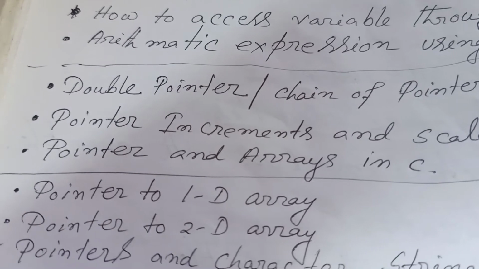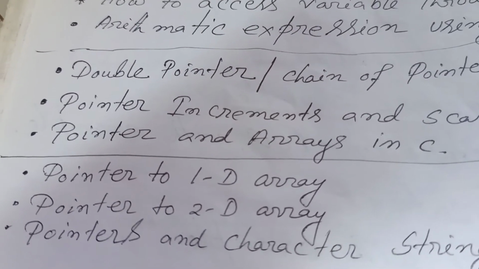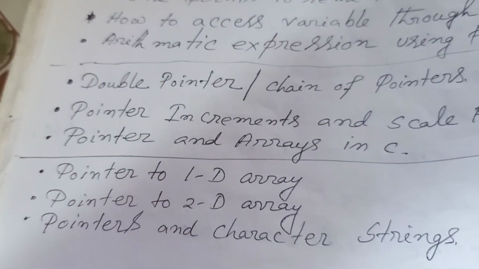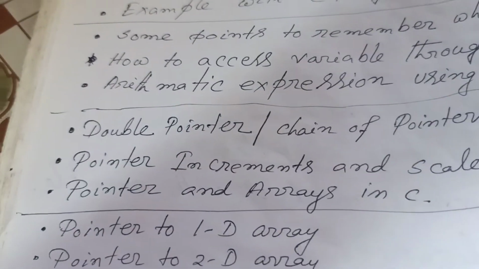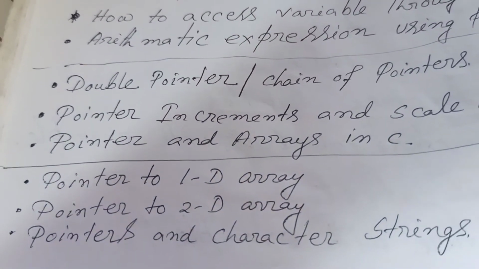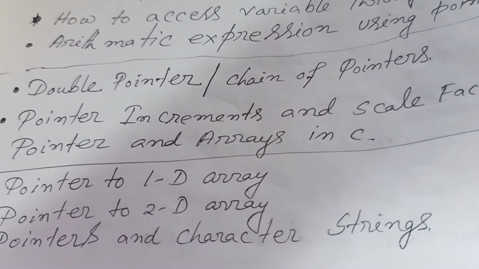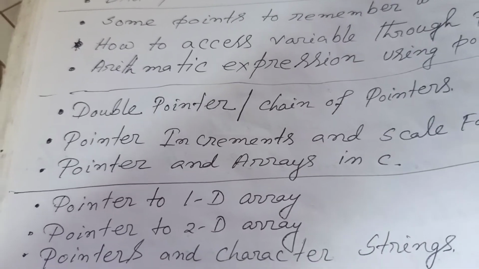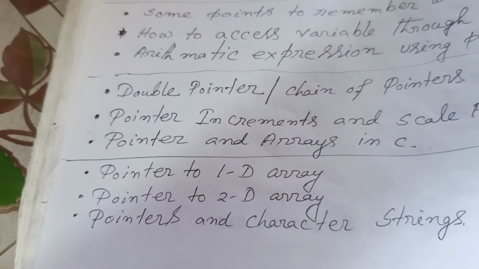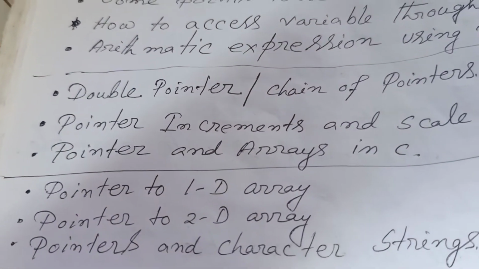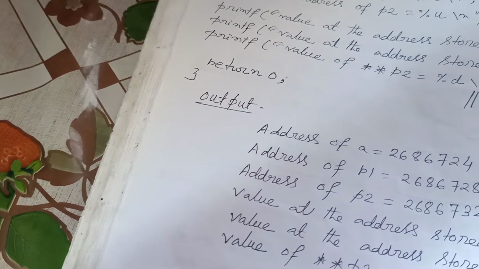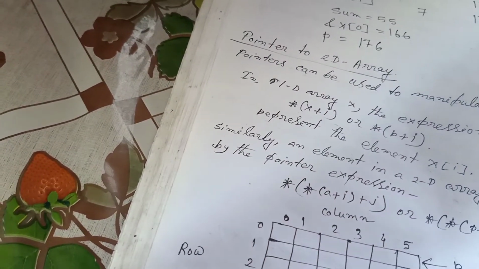how a pointer is used in a one-dimensional array and in a two-dimensional array. We have already learned to declare strings and how they are used in a program. So we will learn how pointers are used with character strings, and we will also learn how to calculate the length of a string using pointers. So let's start with pointer and array in one dimension.